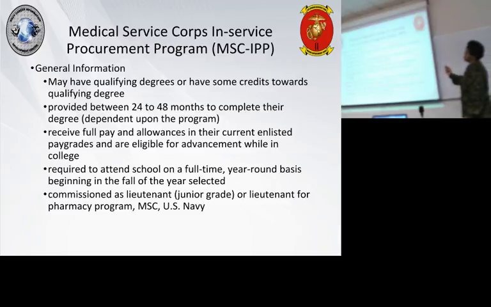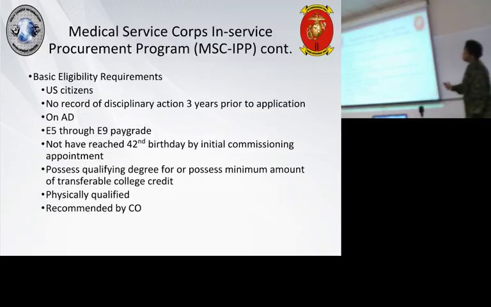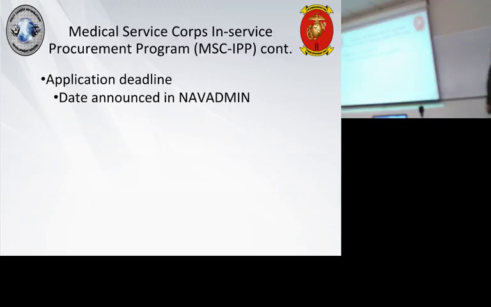All right, so you must be a U.S. citizen for this one. 3 years, no NJPs or anything. Must be an E5 to E9. Can't have reached your 42nd birthday, and you must possess the qualifying degree at a minimum or a transferable college credit, and then physically qualified or recommended by your CO. And then for this program too, the same thing. The application deadline is posted in the NAVADMIN every year.